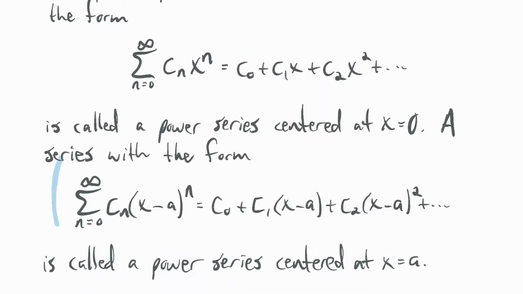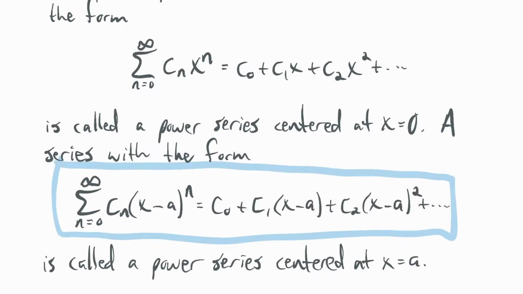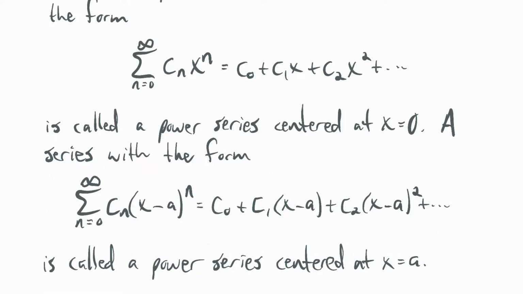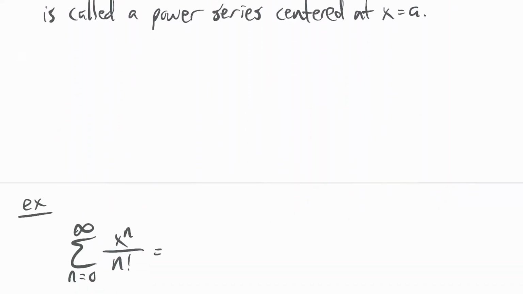A series with this form is called a power series centered at a. A could be 1, 2, 3, or whatever, pi, e, any real number really. And then the cn's are the coefficients. So let's look at an example of that.